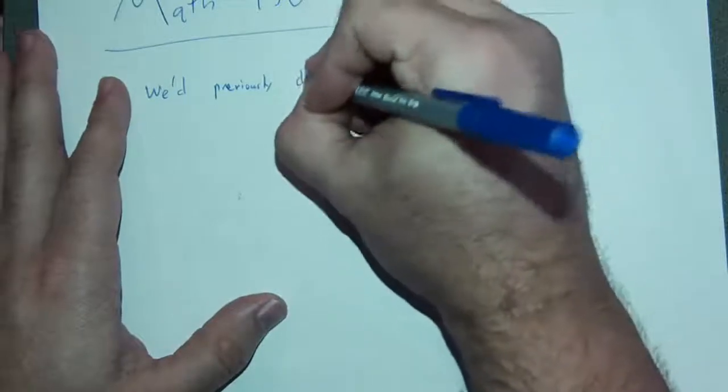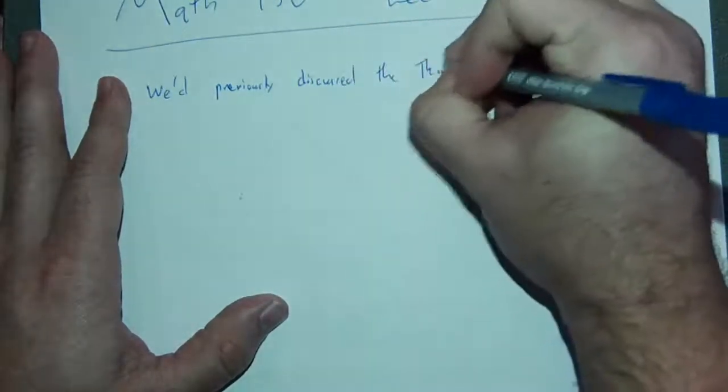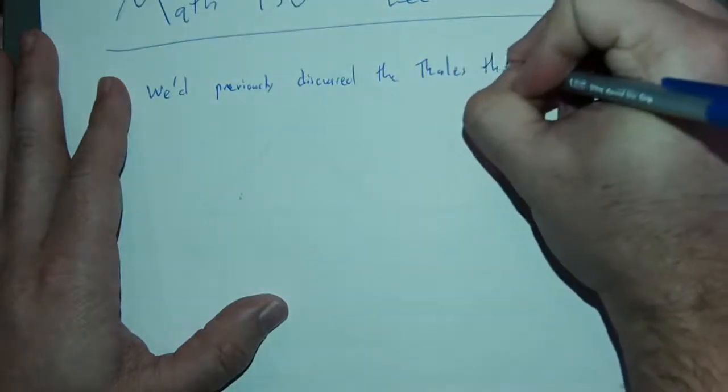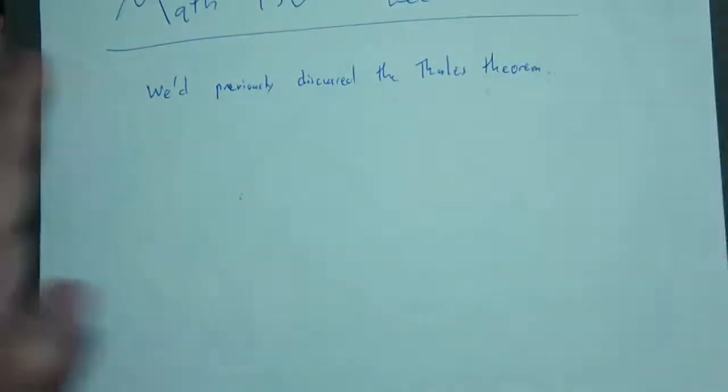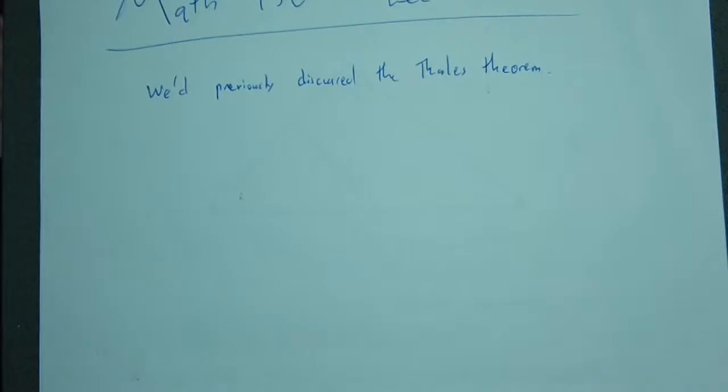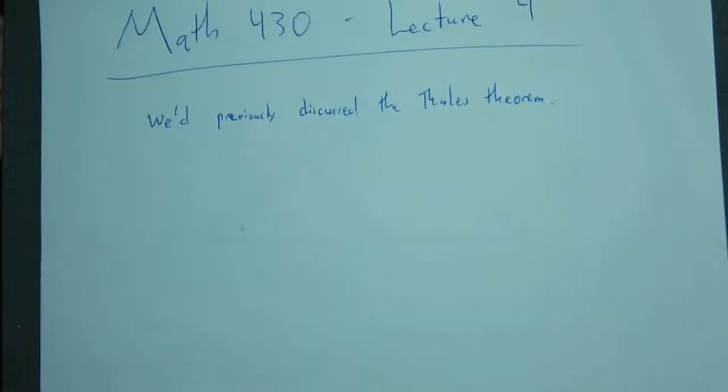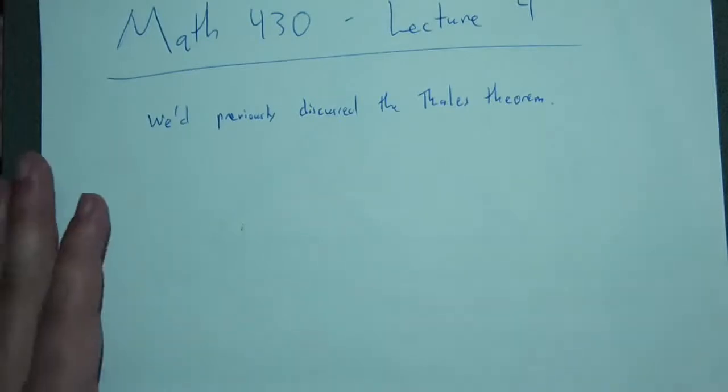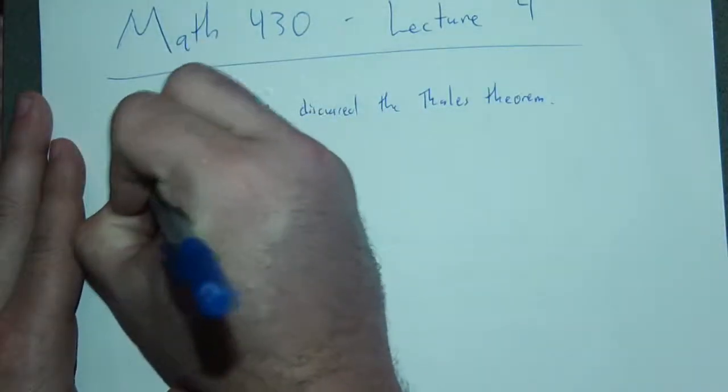So we previously discussed the Thales Theorem. And it turns out that the Thales Theorem is a more general fact that is related to a discussion of similar triangles. So if you recall, what are similar triangles? Recall a definition.